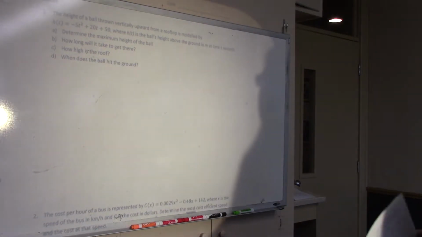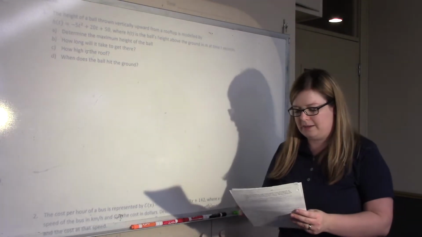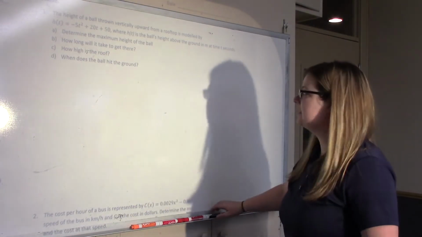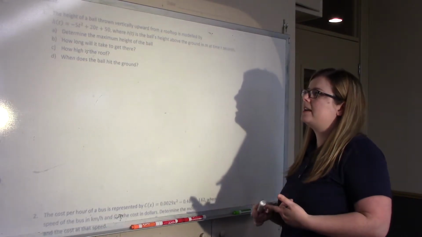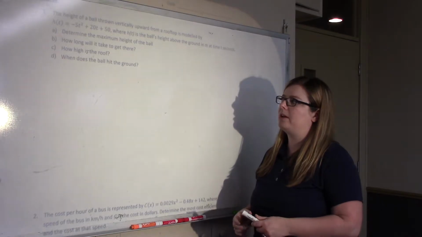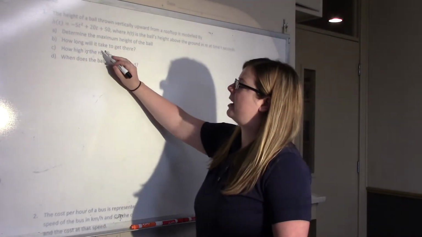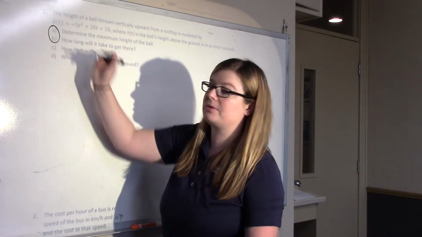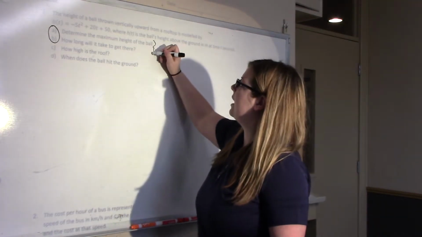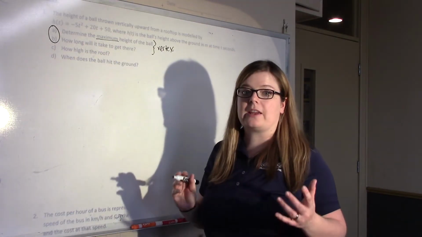So our first example is one of these typical throwing a ball up in the air questions. So they want to know what's the maximum height, how long did it take to get there, how high is the roof, and when did the ball hit the ground. Okay, so these two, maximum height and how long it takes to get there, we can kind of do together. Those both have to do with the vertex. Okay, see that word maximum, you should think vertex.